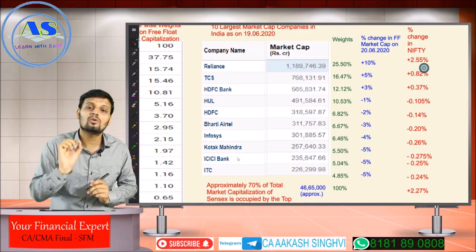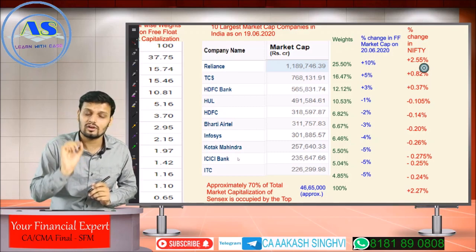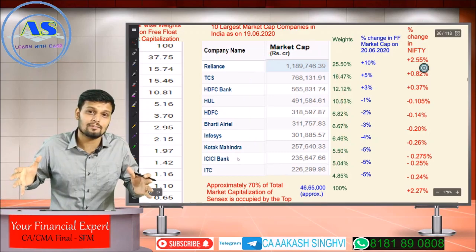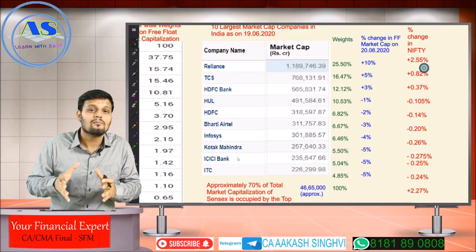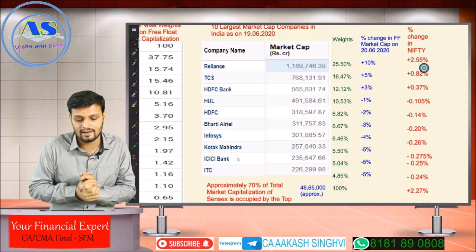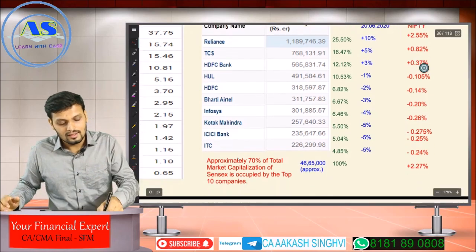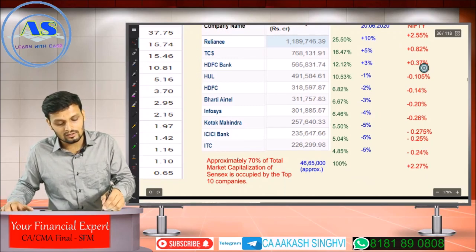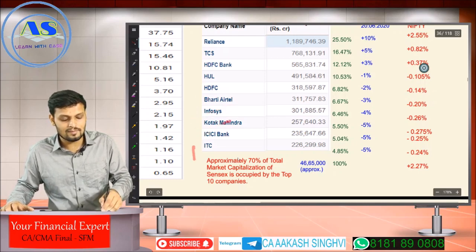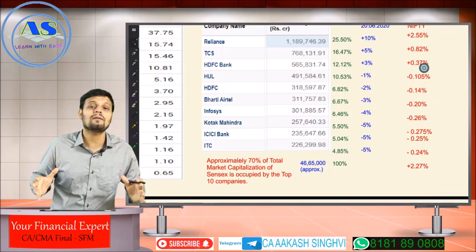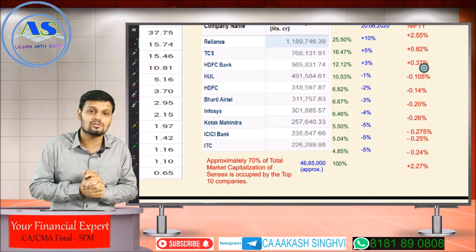Since I was not able to get the data of free float market cap, I have tried to explain with the example of full market cap. But the actual calculation of Nifty points up or down is based on the free float market cap and not on the full market cap. Okay, now let me explain this example. There are 10 companies: Reliance, TCS, HDFC, Hindustan Unilever Limited, HDFC Limited, Bharti Airtel, Infosys, Kotak Mahindra, ICICI Bank, and ITC. Now these are the 10 companies having the largest market cap among the listed companies in the Indian stock market.